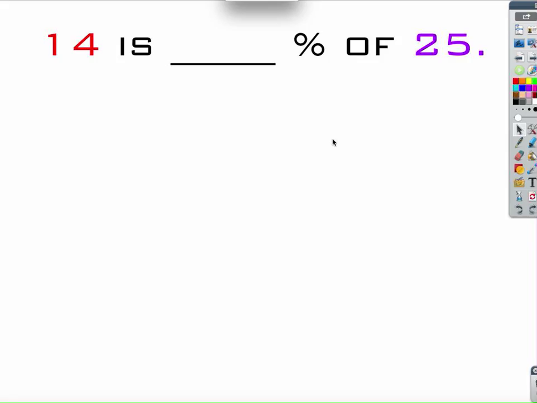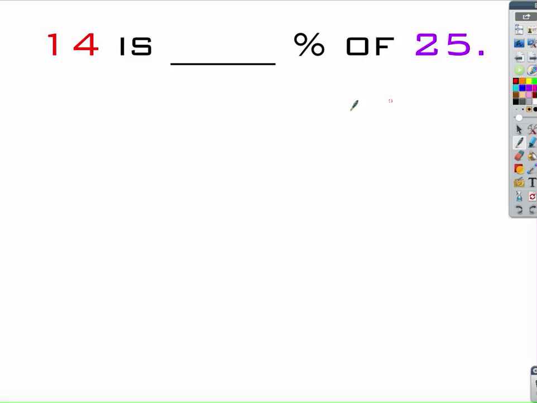In this video, we're going to learn how to calculate percents when we know a number out of something else. So in this particular problem, it says 14 is what percent of 25? Okay, so we're wanting to figure out what percentage 14 is out of 25.